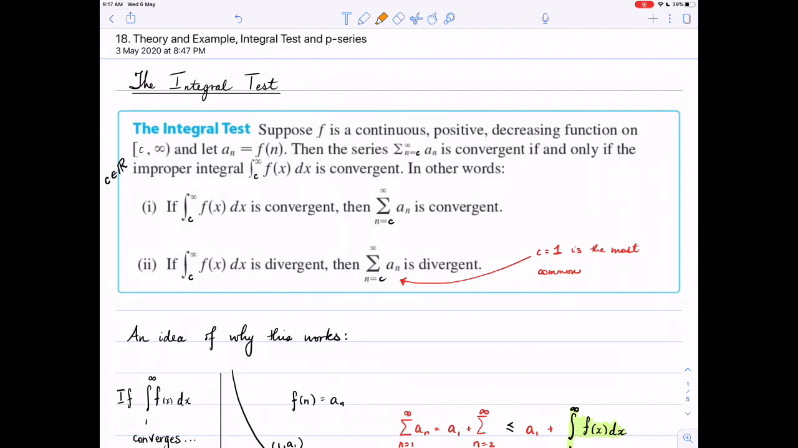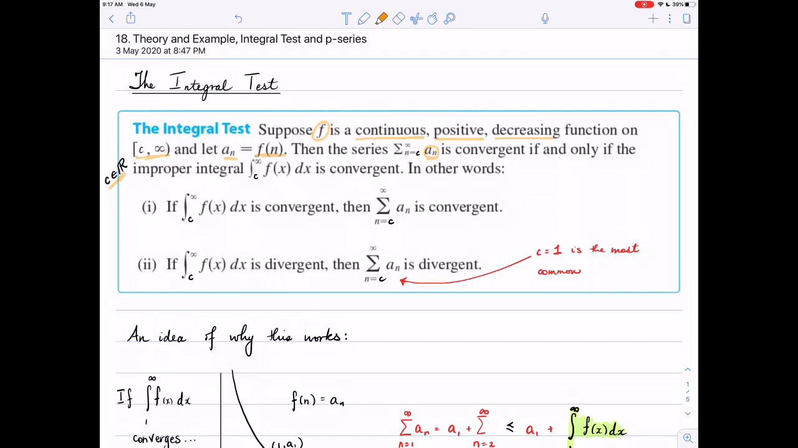Suppose that f is three things: continuous, positive, and decreasing on an interval c to infinity, where c is just some real number. And let a sub n, which is the series nth term, be f of n for this function f.